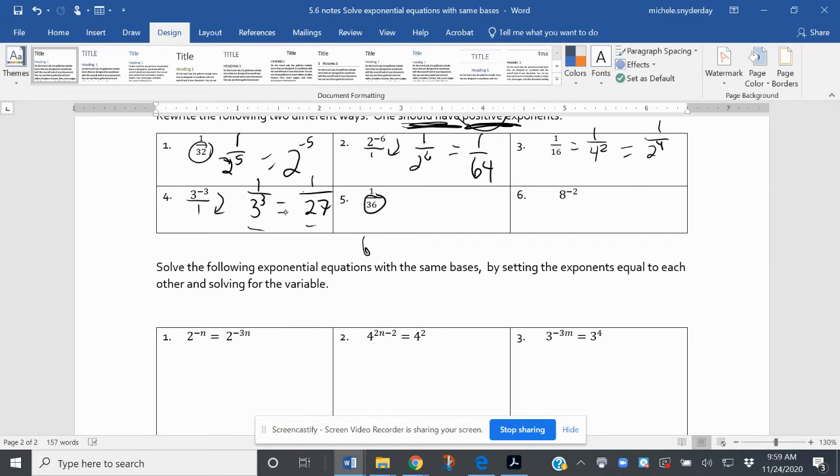6 to the first power is 6, but 6 to the second power is what? And I hope that you told me it was 36. So this can be written as 1 over 6 squared. And if we bring that to the top, then it would be 6 to the negative 2 power. So there's one way to write it and a second way to write it. All right, number 6, we put it over 1 and switch places. So this is 1 over 8 squared. And if you put 8 squared in your calculator, you would find out that it's 1 over 64.